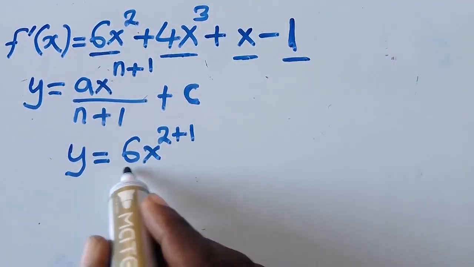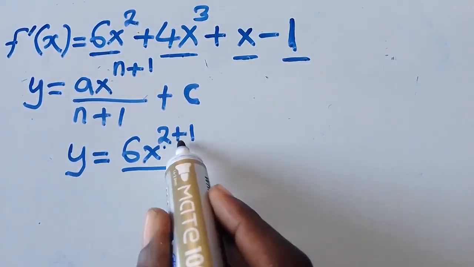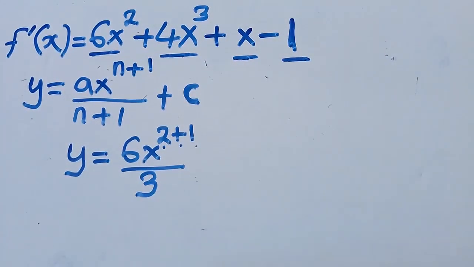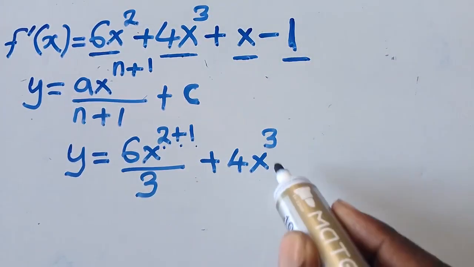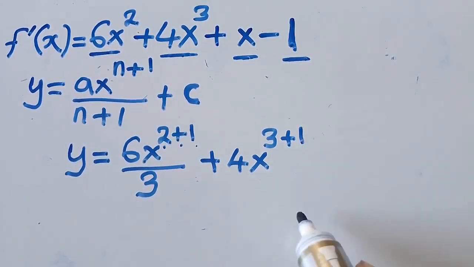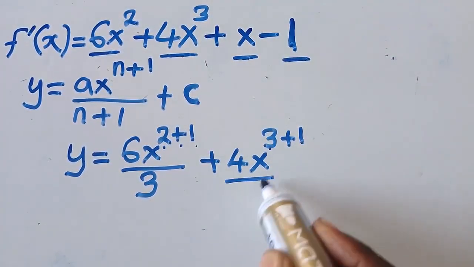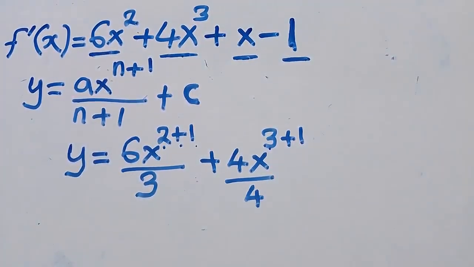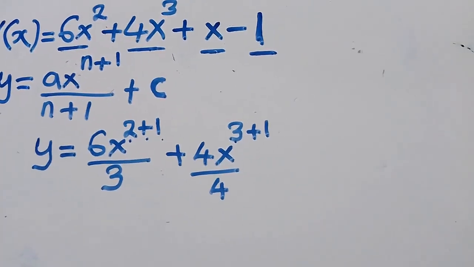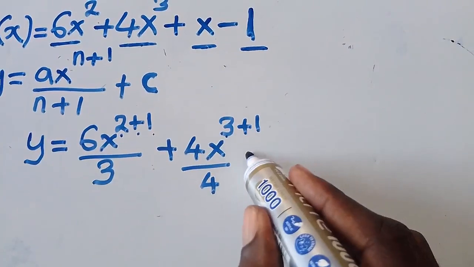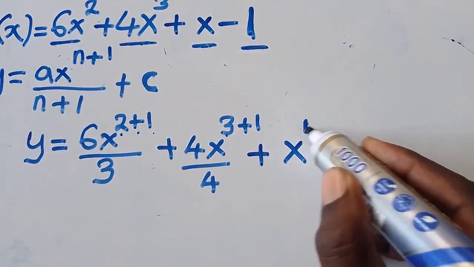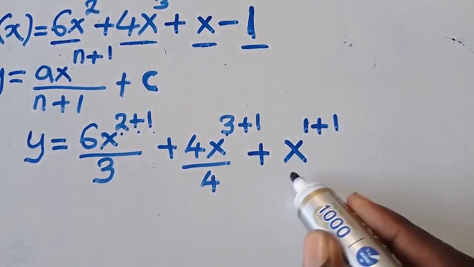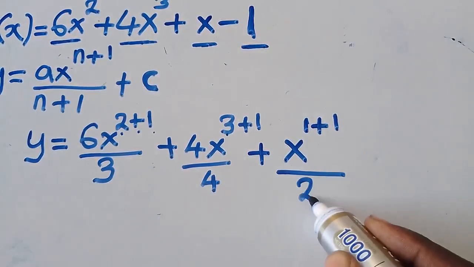You just put plus 1 over, what is 2 plus 1? You are going to get a 3. So you are going to put a 3 like that. You continue plus 4x cubed. You say plus 1. So 3 plus 1, this is the new power, which is 4. You write a 4 there. You continue doing this. So plus, you've got x, which means x is raised to the power 1. So you say plus 1, then over, what is 1 plus 1? It is a 2, like this.